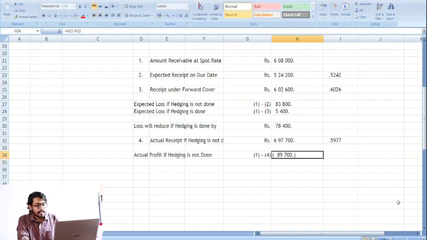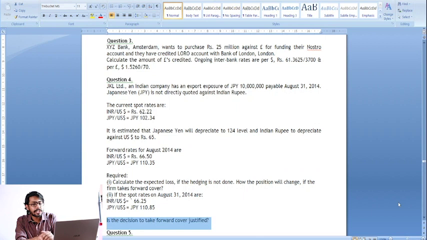Please pay attention. Suppose the spot rate, the cross rate you found out was 0.6977 instead of 0.5977. The cross rate was 0.6977. The actual receipt was 6,97,000, and the profit if hedging is done was 89,700. Contrast that with loss if hedging is done is 5,400. What would have been your answer? Is the decision to take forward cover justified in this scenario?